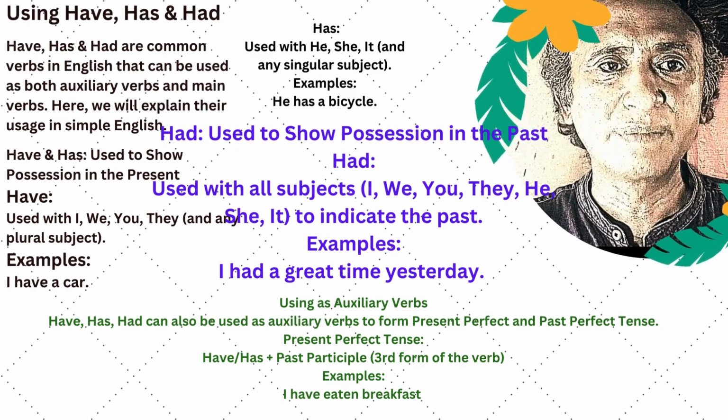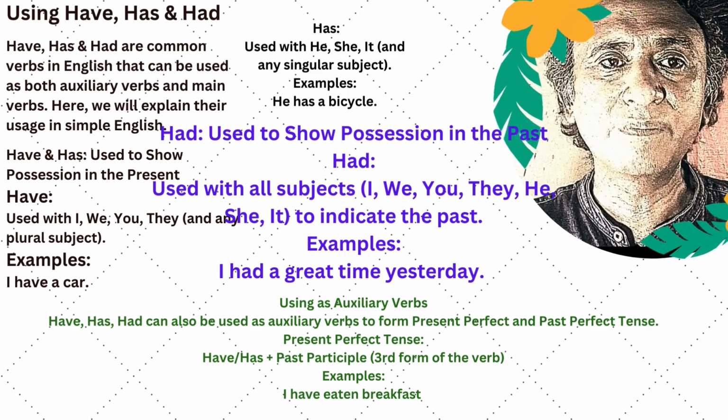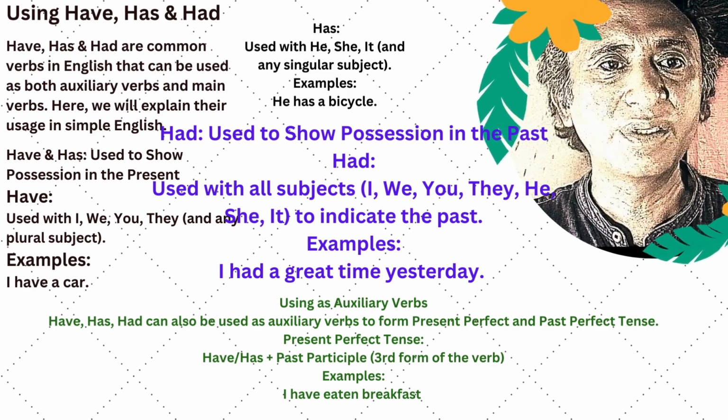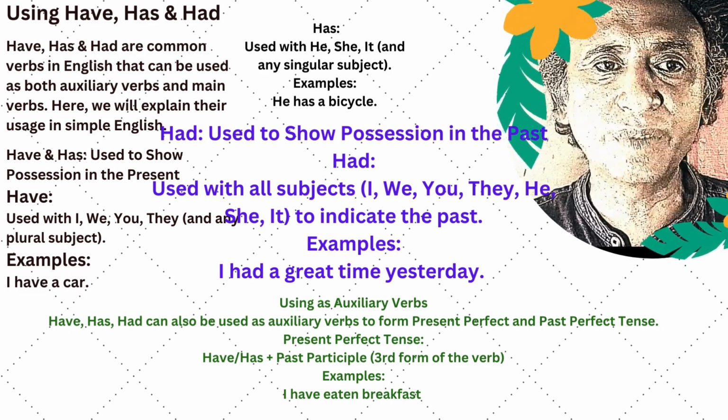Past perfect tense: had plus past participle, the third form of the verb. Example: They had left before I arrived. He had seen that movie.